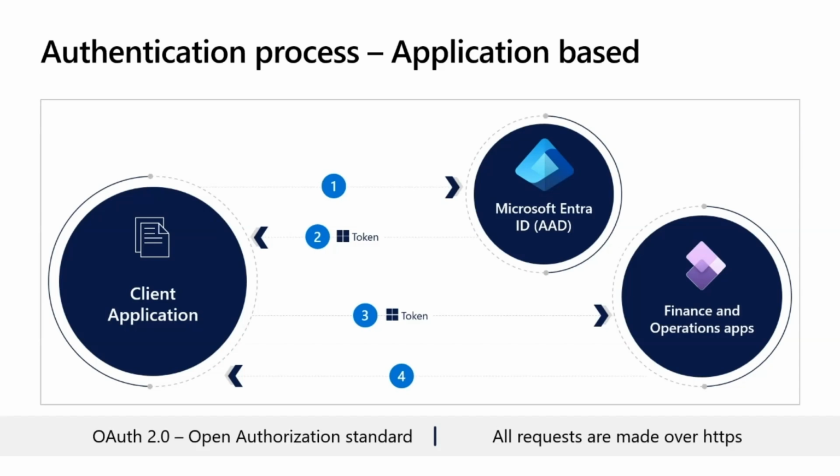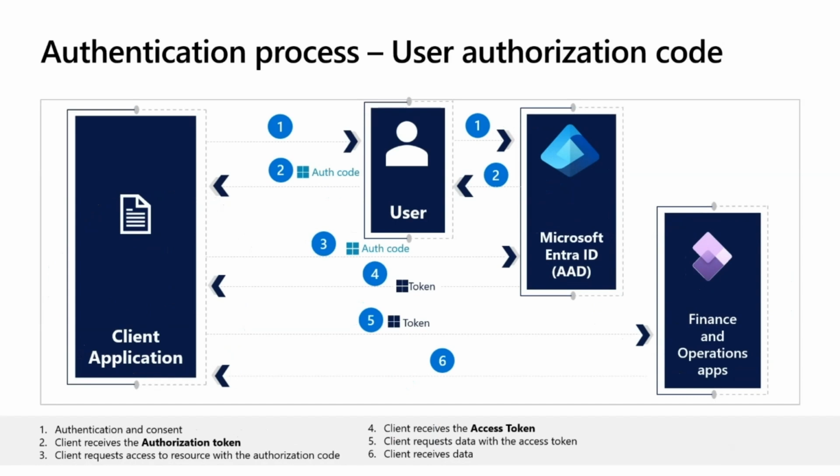So just to take a look, in the application-based authentication, the client application authenticates directly against Microsoft Entra ID with a client ID and a secret, and the response is the token that can later be used to communicate with the Dynamics application. All the requests, of course, go over HTTPS and use the OAuth 2 authorization standard. Similarly, with the user authorization code, the client application logs in as an Active Directory user and impersonates them to interact with Microsoft Entra ID and the Dynamics application. This usually requires some level of user interaction, so it's not suited for all scenarios.